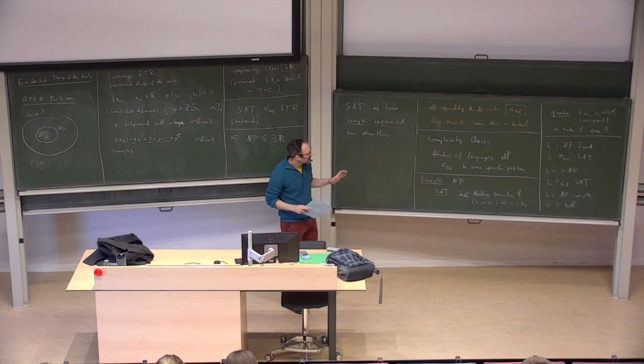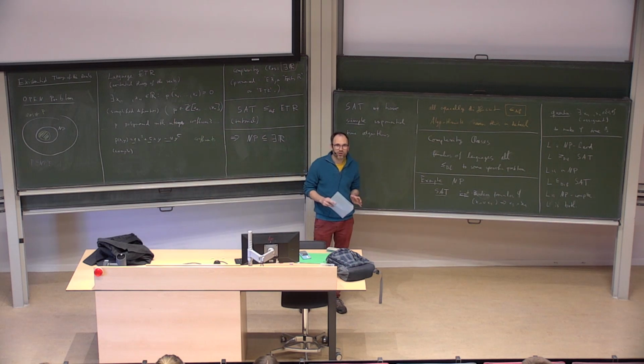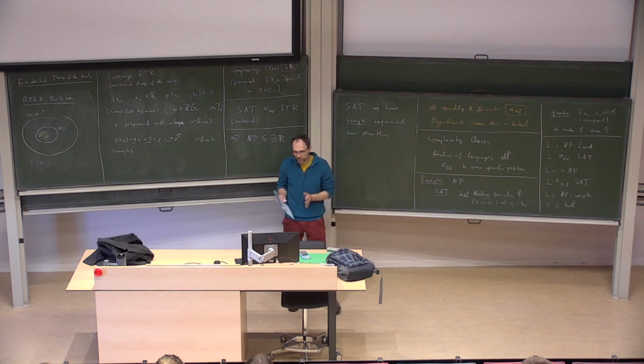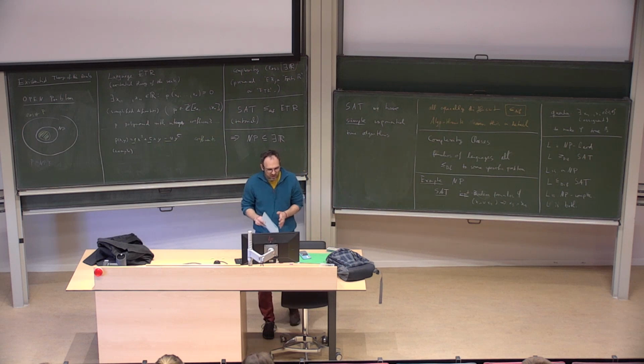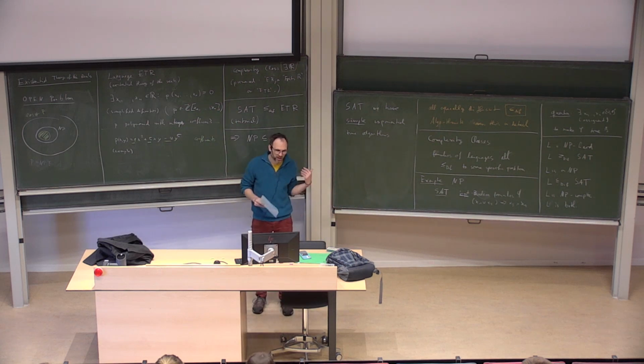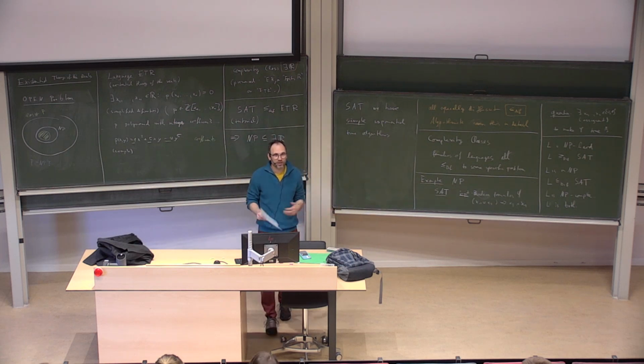Now, if you have millions of variables, there are so-called SAT solvers, which branch in a stupid way, but then do backtracking in a more sophisticated way. And they can also solve SAT instances of millions of variables in a reasonable amount of time, maybe an hour or so.